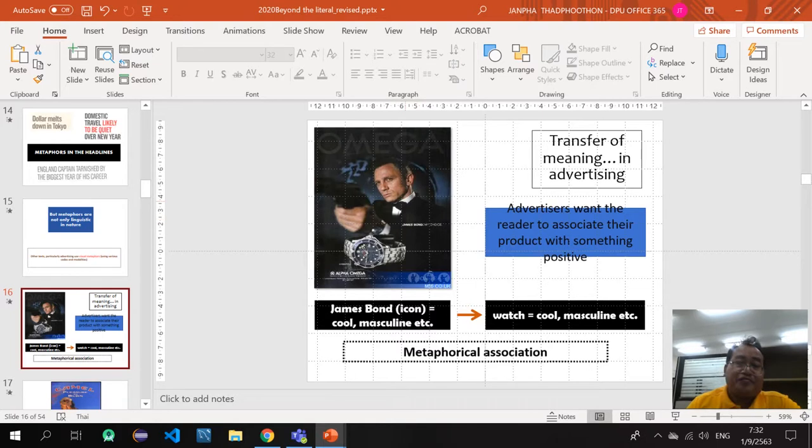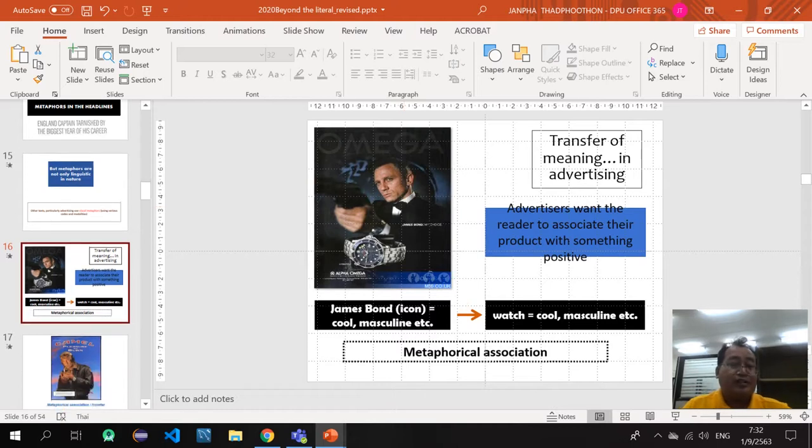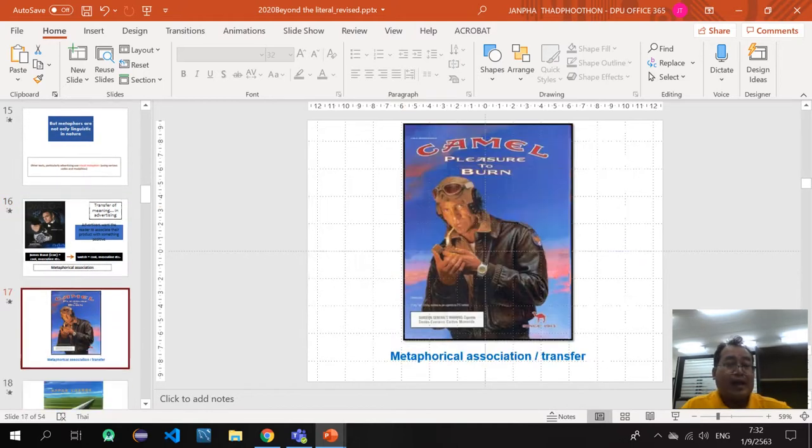You can see one signifier. This is James Bond, and this is a watch. This is from the book, by the way. You can see that it is James Bond's Omega. This watch is like James Bond in terms of accuracy and being cool. So this is very important. And this is another example of metaphorical associations.